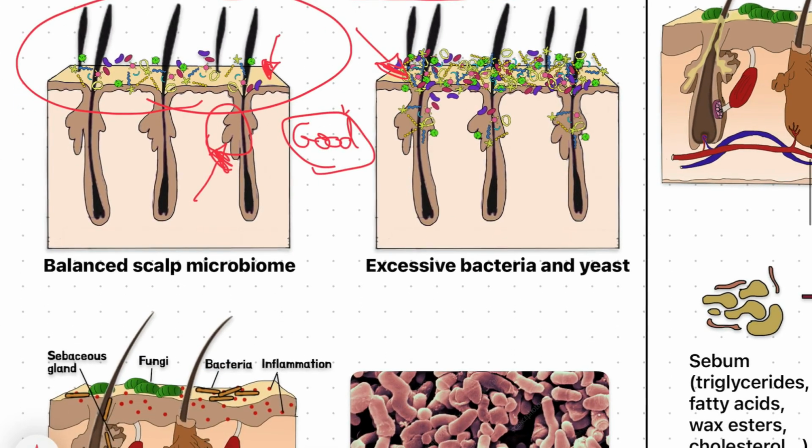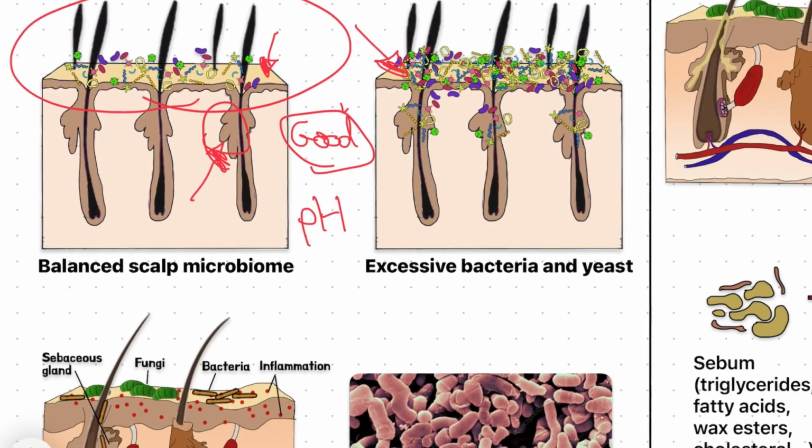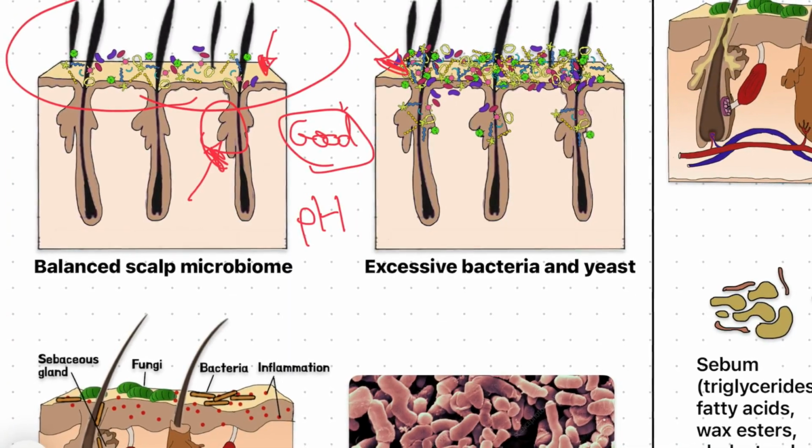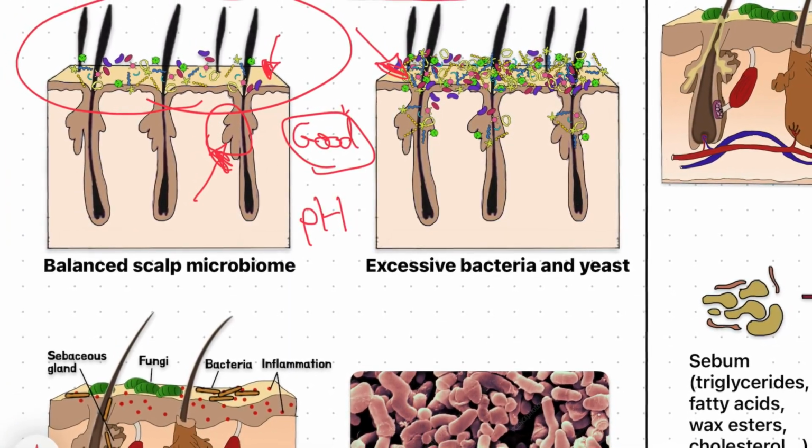And in turn, these microorganisms can help regulate things like our scalp pH, sebum production, and can also help regulate certain pathways involving the metabolism of certain proteins and nutrients related to the hair growth cycle. So overall, this is a good thing.